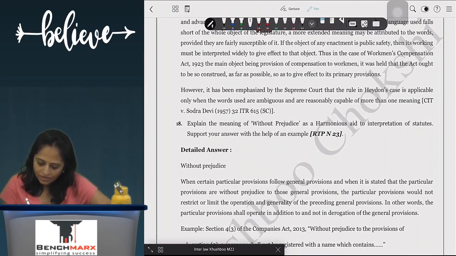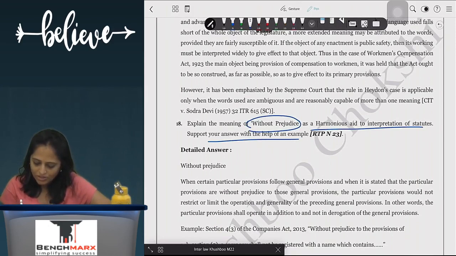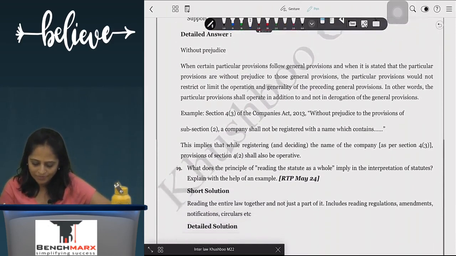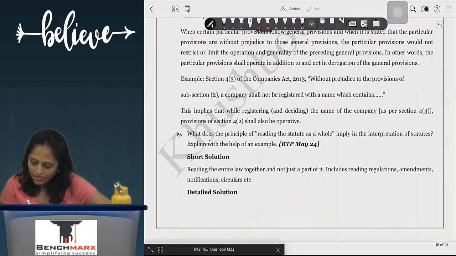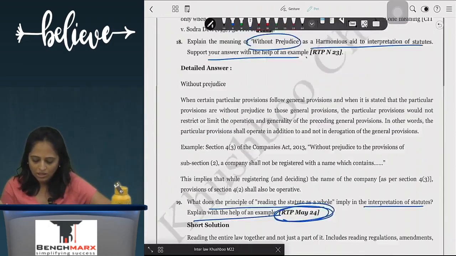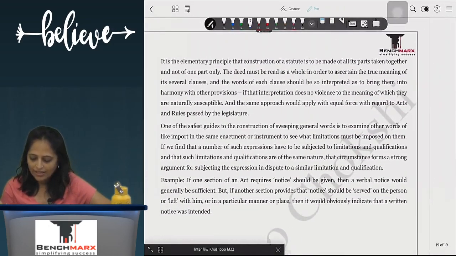Explain the meaning of without prejudice as harmonious aid to interpretation. Support your answer with an example. What does the principle of read the statute as a whole imply in interpretation? Explain with the help of example. Again, this is May 24, so the chances of them asking you are high.